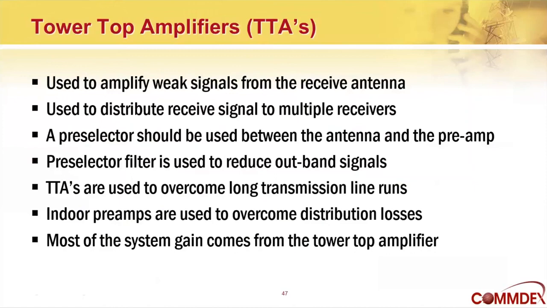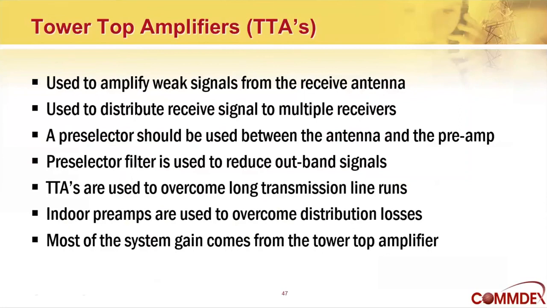There is a type of filter used in there called a pre-selector filter that is inside the tower top amp, goes between the antenna and the indoor preamp. The pre-selector filter is a wide bandwidth bandpass filter that is used to make sure you only receive in-band signals. So it might have like a 5 megahertz bandwidth on it. A tower top amp is there to overcome long transmission line runs.